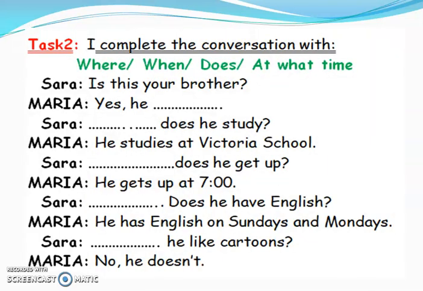The second task, learners are asked to complete the conversation with where, when, does, at what time. Here you will check your learners' assimilation for the use of WH question words and yes-no questions and the difference between the two types of questions.